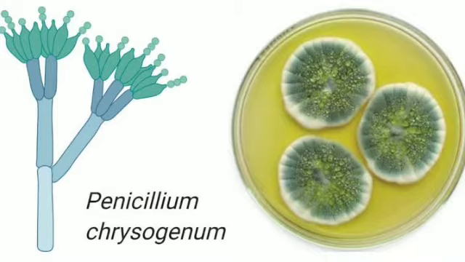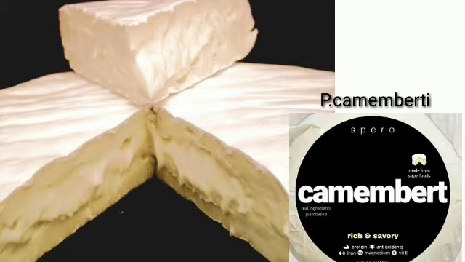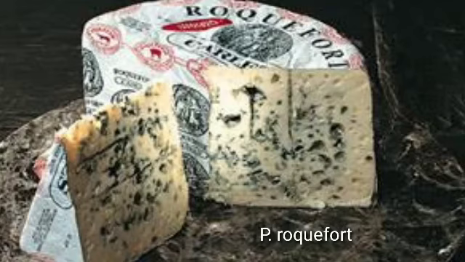Another organism is Penicillium griseofulvum. Griseofulvin, an antifungal antibiotic, is obtained from it. Penicillium camemberti and Penicillium roqueforti are used in the manufacturing of camembert cheese and roquefort cheese respectively. Cheese is made by fermentation, which is done by fungus.